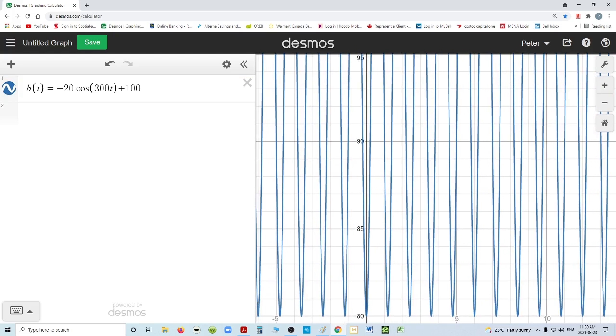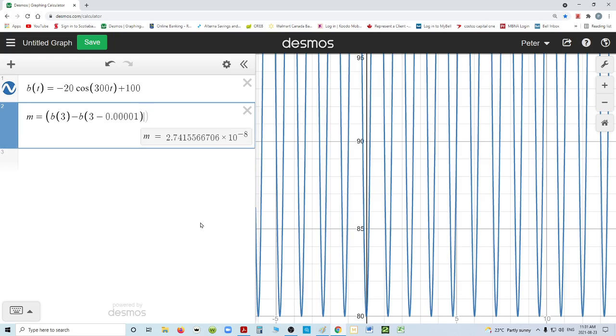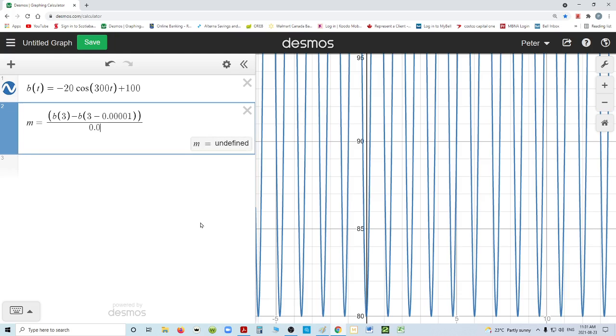Quite quickly. And now just let it do the equation for me. I'll take the slope of the point just to the left, so it's b of 3 minus b of, let's take a really big h, 0.00001, and we're going to divide it by that same h. And there we go, that's more accurate. So I just needed to take a bigger h, and I can see my slope is changing.